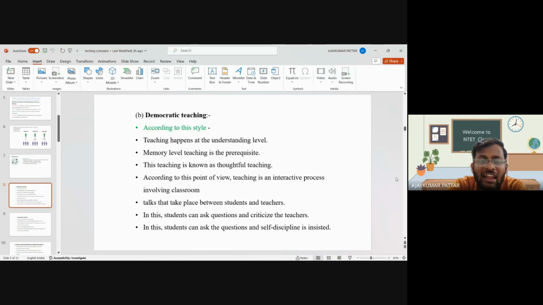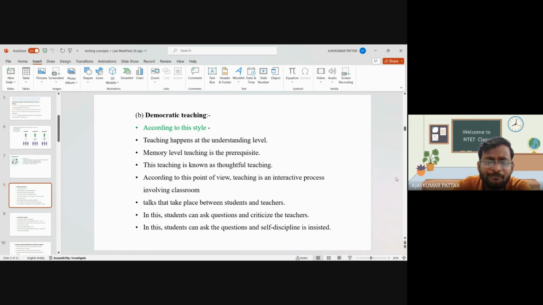In democracy, anyone can ask for anything. So that concept has been taken under this type of teaching style or method, that is democratic teaching. In democracy, everyone has the right to ask questions. Like that, the concept works here also. The student can ask questions, but discipline is there. Discipline should be maintained. At this level, the understanding will start, and thought also starts in this type of teaching level.